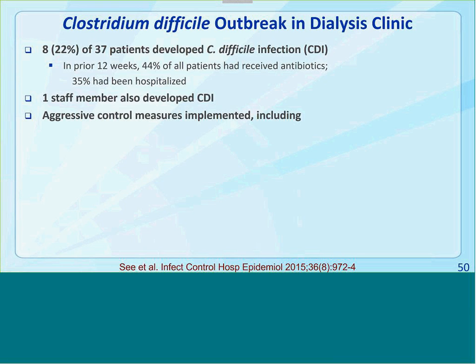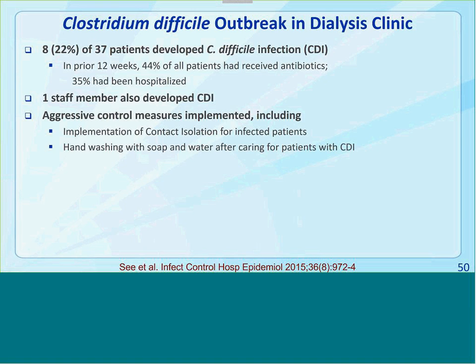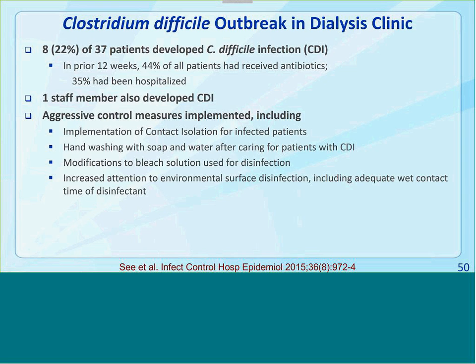They put in place aggressive control measures that actually were successful at detecting new onset of C. diff cases. So I just wanted to bring this up in review of the context of the outbreaks. They implemented contact isolation for infected patients. They had to wear gowns and gloves. They implemented hand washing with soap and water after caring for the patient. They modified the bleach solution, bumping up to the 1 to 10 use for all disinfection, and they increased attention to detail to make sure there really was wet contact time, that those C. diff spores and viable organisms really were getting killed by their process.